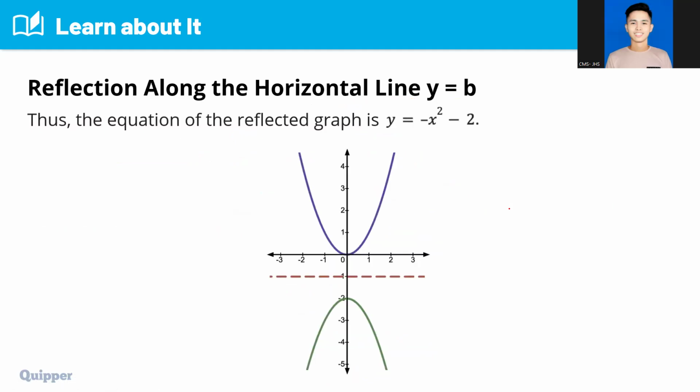So in this case, the reflection of the graph is y equals negative x squared minus 2. Above the x-axis, this is y equals x squared. Right after reflecting this along the horizontal line y equals b, the given b is negative 1 a while ago. So this will be the graph of the reflected original graph.